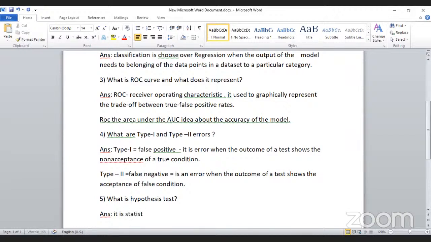It is a statistical technique that helps scientists test the validity of their claims about the real world, or we can say real life.